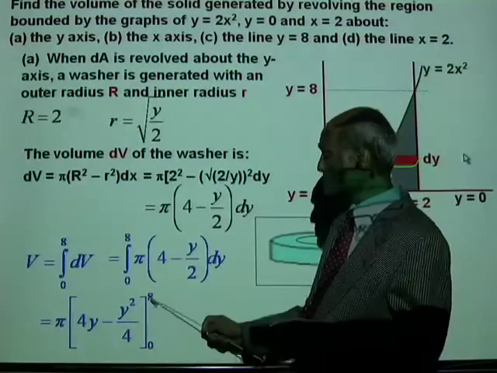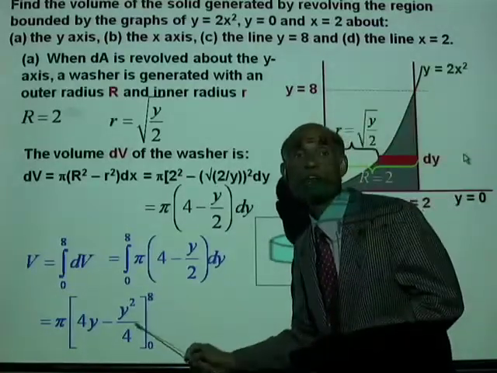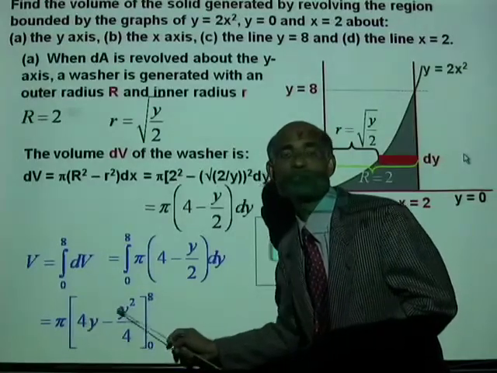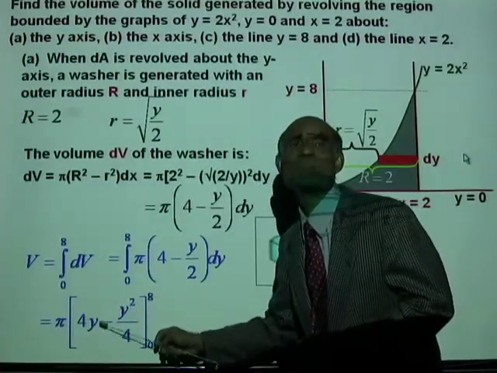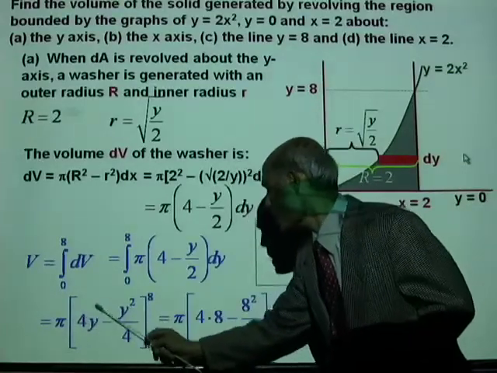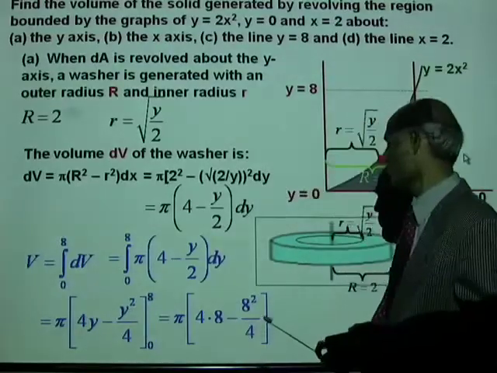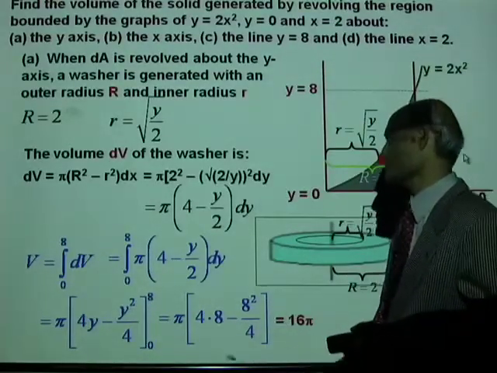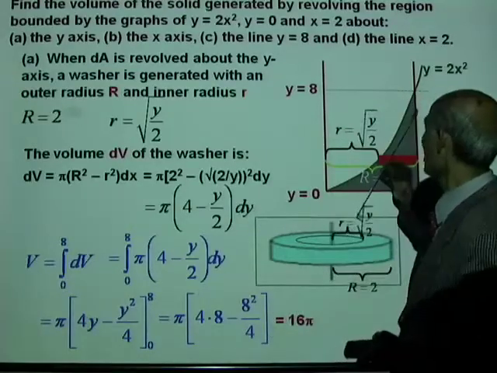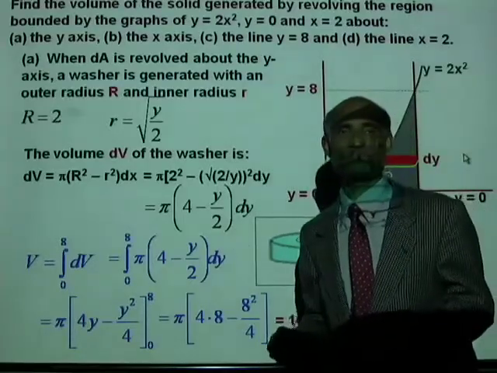And the lower limit is 0, the upper limit is 8. Again, the lower limit will not give you anything because 0 will make both these terms 0. We need only the upper limit. That will be pi times 4 times 8 minus 8 squared over 4. That will be 16 pi. That is the volume generated when this area is revolved about the y-axis.